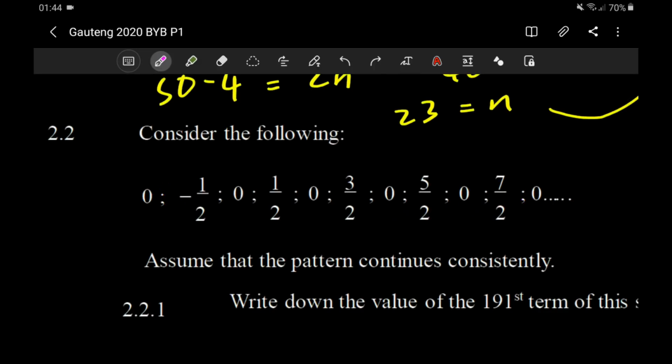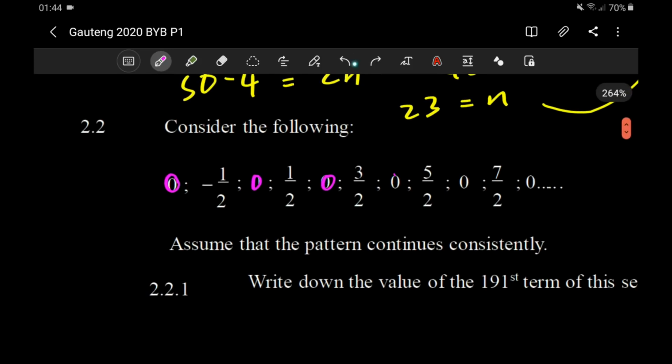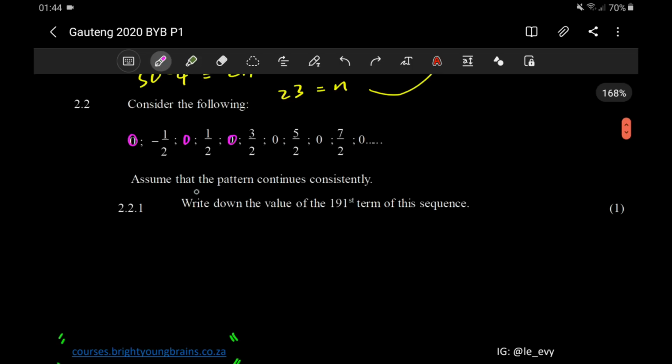You see, you have a sequence of zeros. 0, 0, 0, 0, 0. You even almost want to disregard the zeros, because they are kind of useless. But then in your sequence here, you want to focus more on the fractions. So they say here, assume that the pattern continues consistently. Write down the value of the 191st term of this sequence.